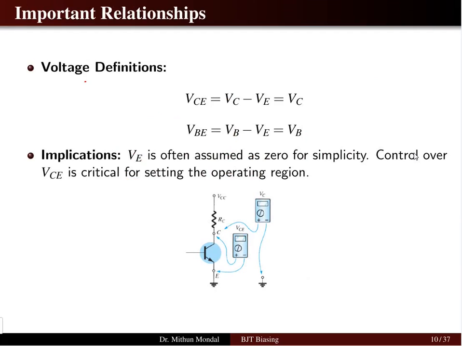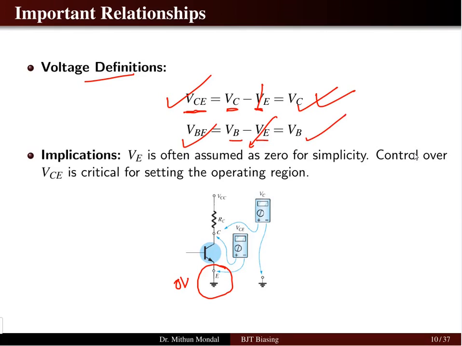So for the important definitions of the voltages, the collector-emitter voltage VCE is the collector voltage minus the emitter voltage. You can see the emitter here is shorted and grounded, so it is at 0 volts. So if we remove the emitter voltage, we just get the collector voltage. So the collector-emitter voltage is nothing but the collector voltage. Similarly, the base-emitter voltage is the base voltage minus the emitter voltage, which is again 0, so we get the base voltage only.